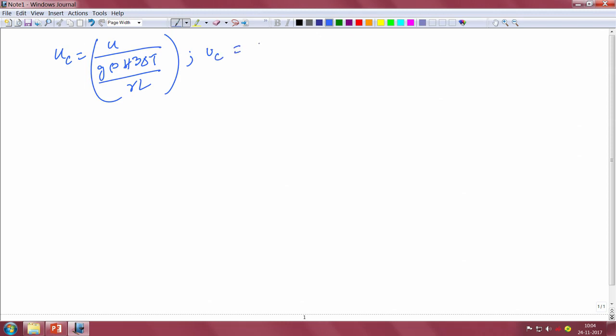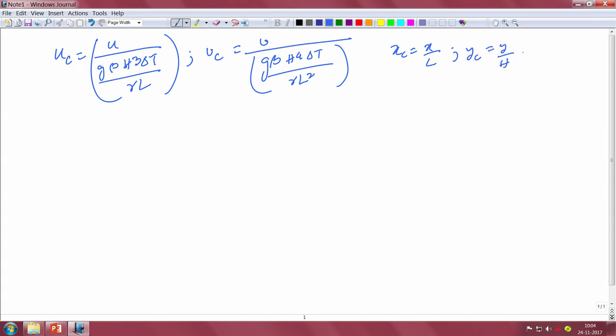Then v_c was given as v divided by g beta h^4 delta T by gamma L squared, where x_c, if you recall, was x by L, y_c was y by h, and T_c was given as T minus T cold divided by delta T, where delta T was basically T warm minus T cold. So, those were the normalizations that we had.